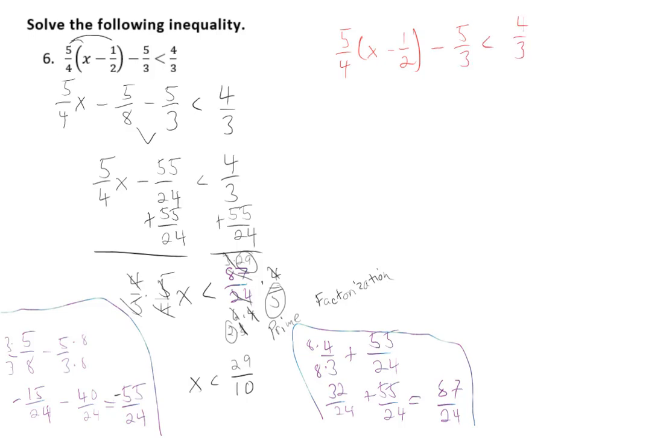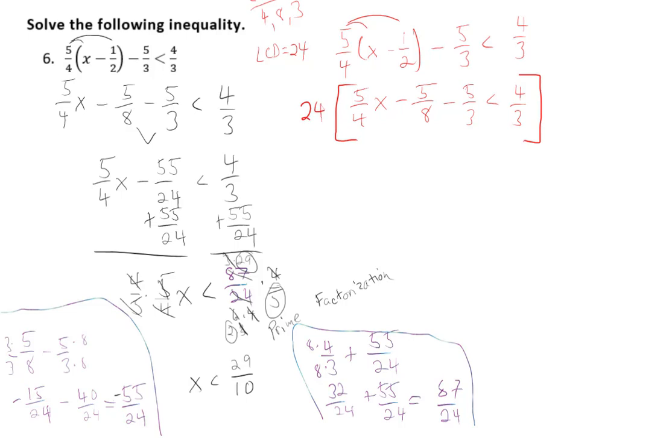Now first I want to get rid of all the parentheses, so I'm going to distribute first. And that gives me 5/4 x minus 5/8 minus 5/3 less than 4/3. Now I'm going to look at all these denominators, and I have 4, 8, and 2 3's. I need to find the LCD that they all go into. So 4 and 8, 4 goes into 8. So I just really need the LCD of 8 and 3's, and so that would be 24. So what I'm going to do is multiply the entire inequality by 24.